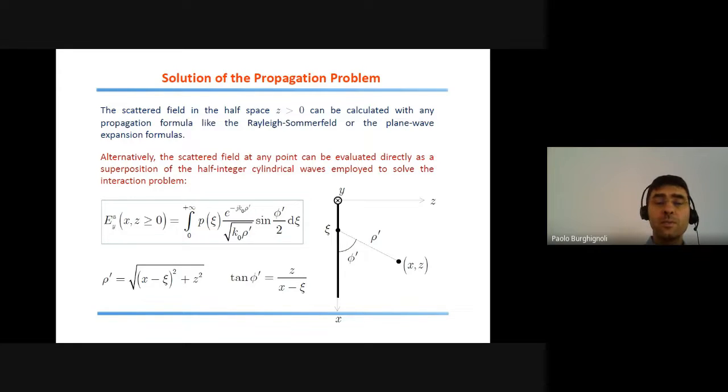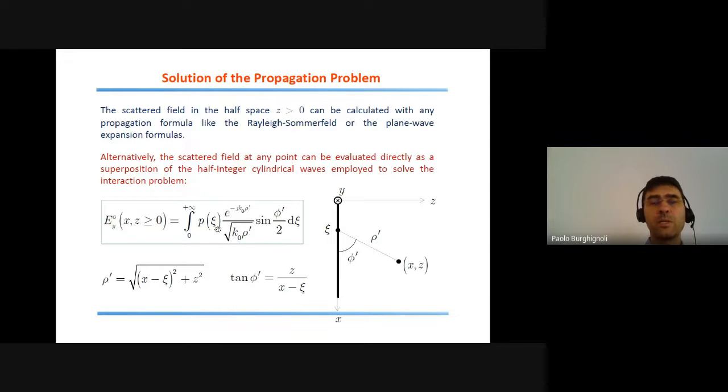Or in this specific case, alternatively, we may also employ the fact that we have constructed our scattered electric field by a superposition of elementary cylindrical waves of order 1/2. So we may resort to this very same representation to obtain the field everywhere beyond the screen, that is for z larger than 0, by enforcing this superposition again.